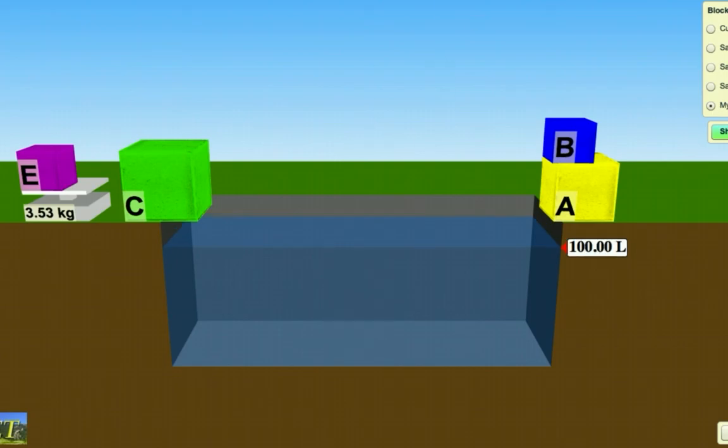And when I do, it's exactly the same volume as block A was. But when I just put it on there, it's floating, so I have to pull it under. The volume here is always measuring the volume that's submerged. So the more that I place the object in the water, the more volume that is submerged.